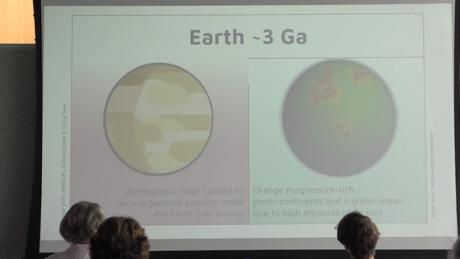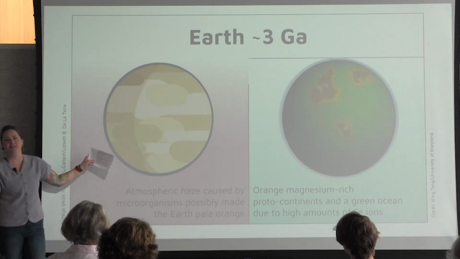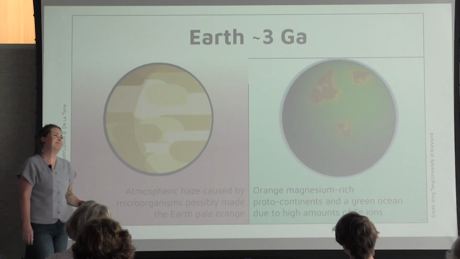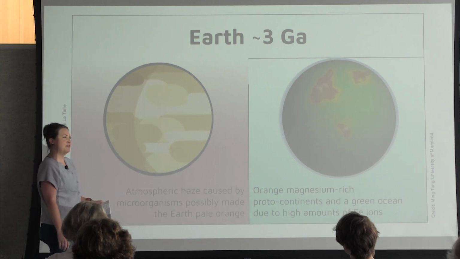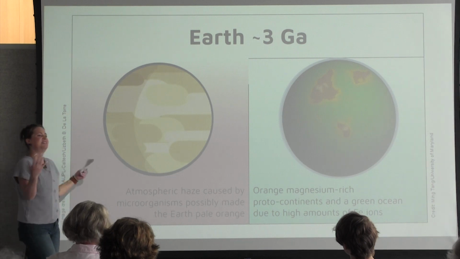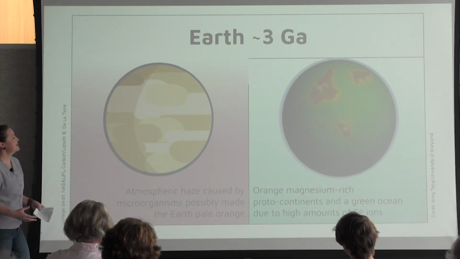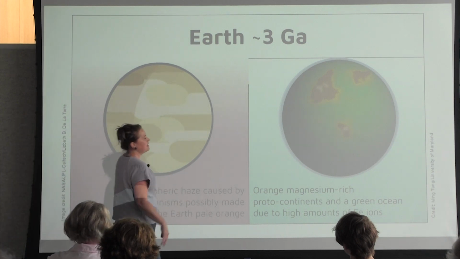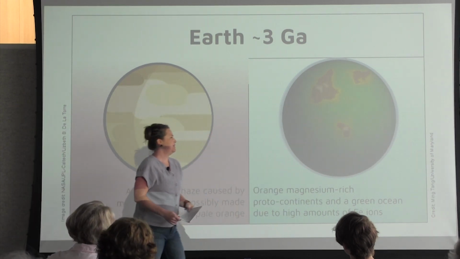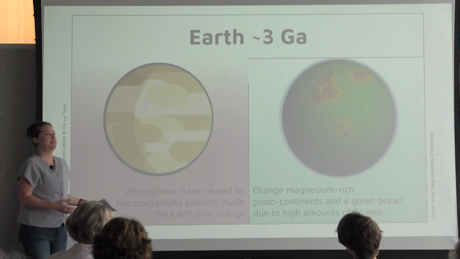So here we are at Earth about 3 billion years ago. If you were looking at Earth from space, you might not actually be able to see the surface. It might be a little bit more like Venus, only for a different reason. So it might have looked a little pale orange because of all of this haze that was produced by microorganisms and things like that. Now, if we got all that cloud out of the way, Earth would look way different though. The land masses were probably magnesium rich and they would have looked orange.